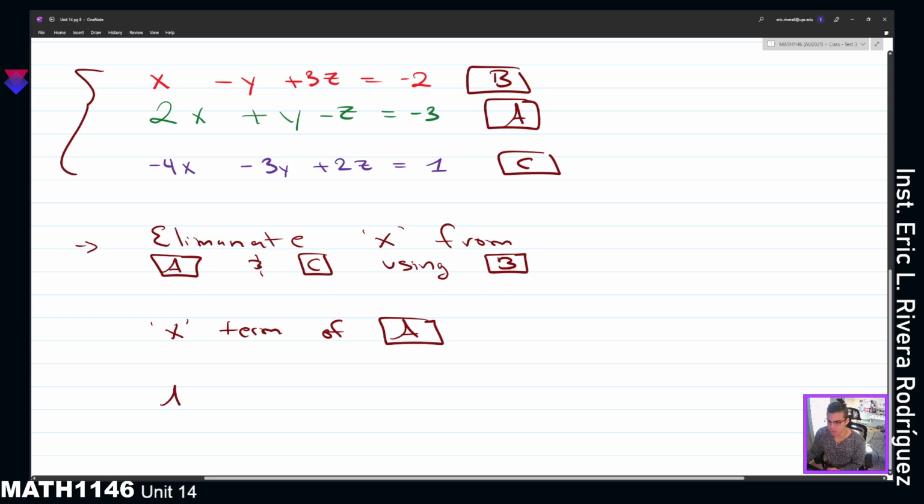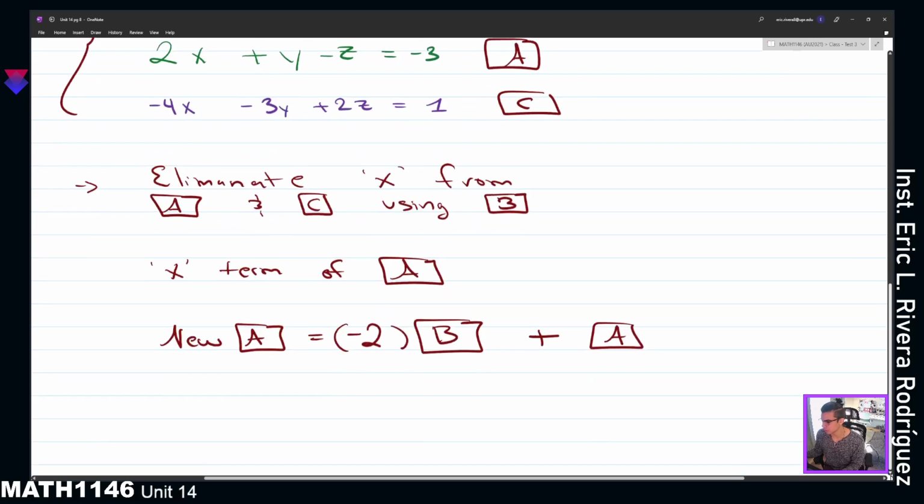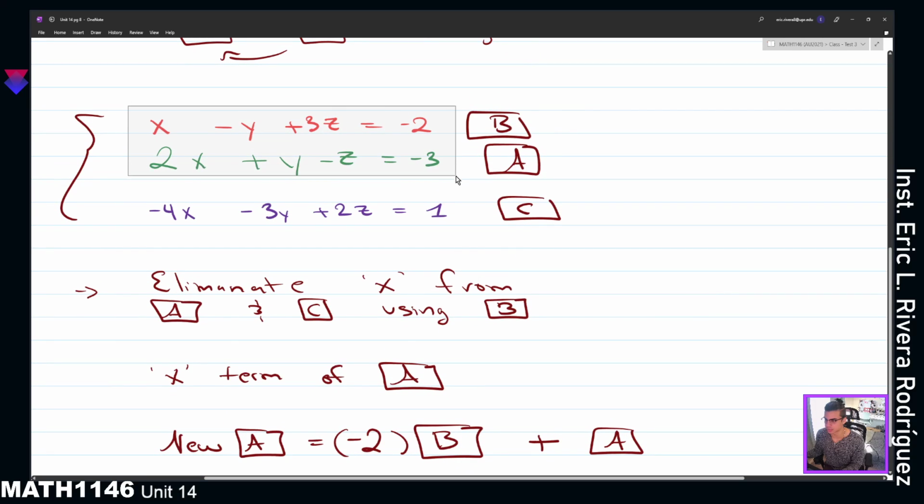To get the new A, because I'm going to eliminate the x term of equation A, I'm going to have a new equation. The new A is going to be negative 2 times equation B plus the equation A, the original equation A. How is this going to look?